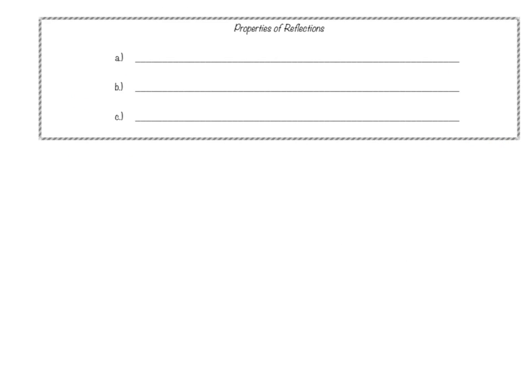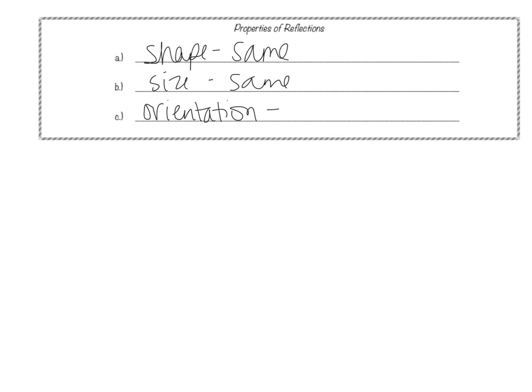So our properties of reflections. The shape is the same. The size is the same. But the orientation, how it actually looks on the coordinate graph, is not the same.